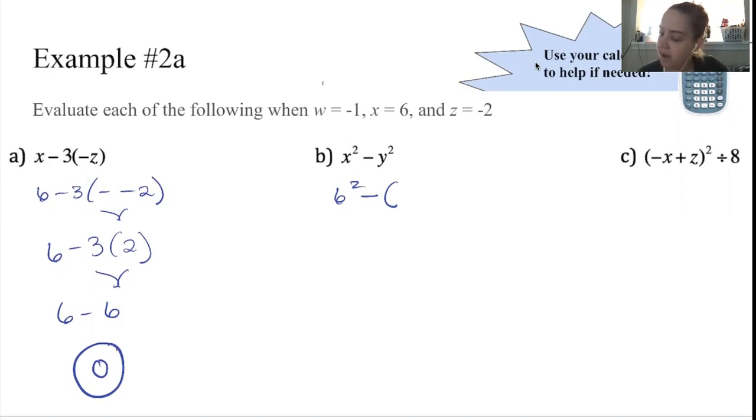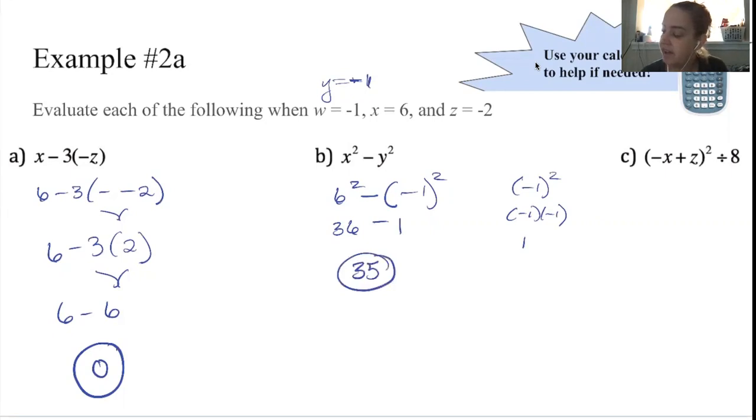Let's pretend y is really negative 1. We'll make it happen up there. So negative 1 squared, so this is 36. Now, negative 1 squared, this is where I see students make mistakes. Remember that this is negative 1 times negative 1, which is positive 1. So minus 1, my answer is 35.